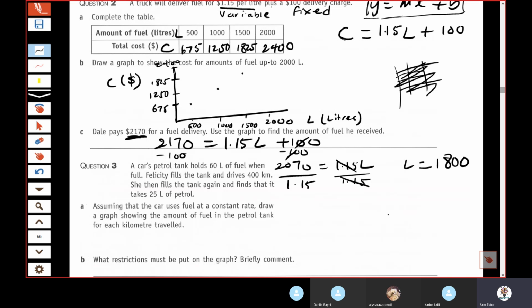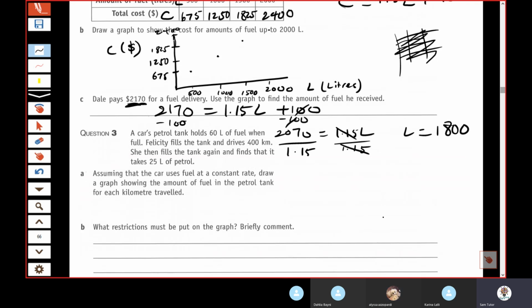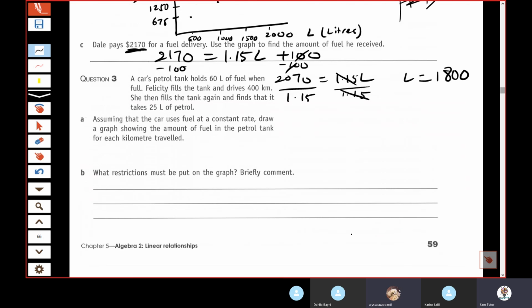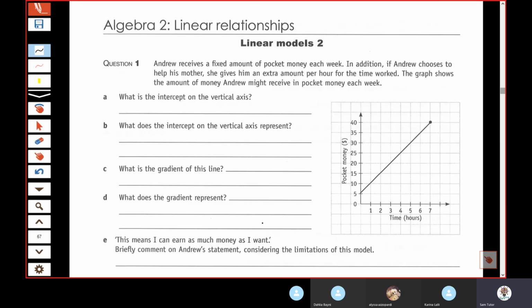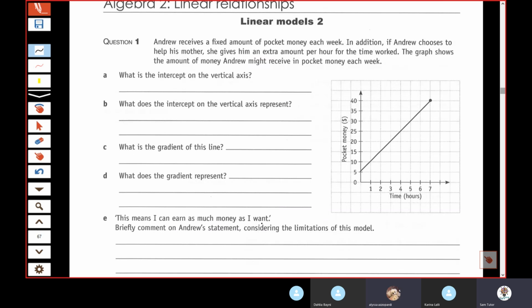All right. Let's have a look at another one. Have a quick read of this and I'll be right back.